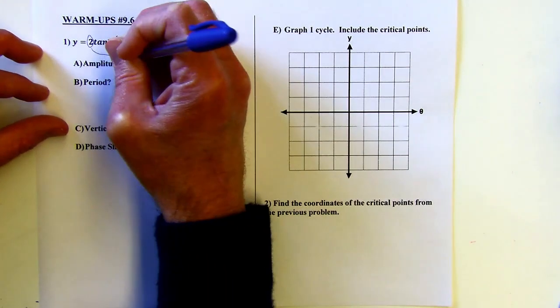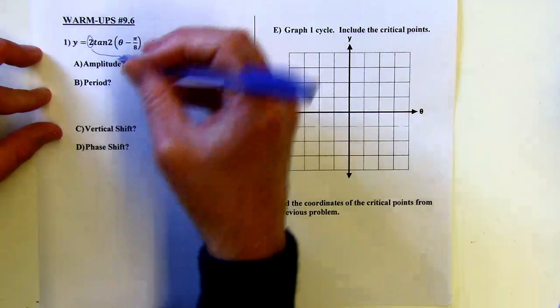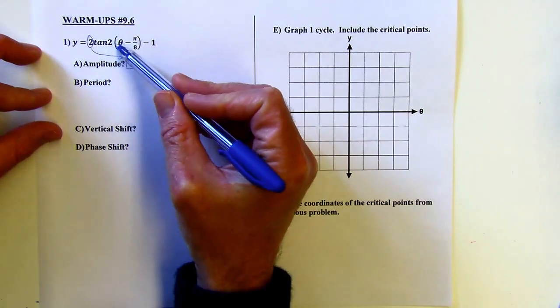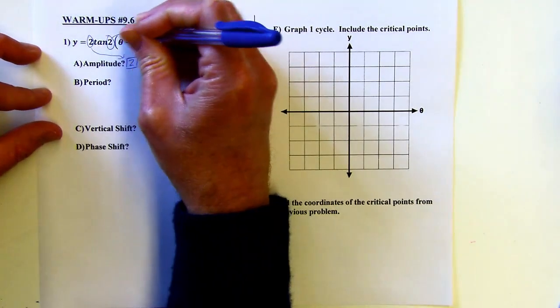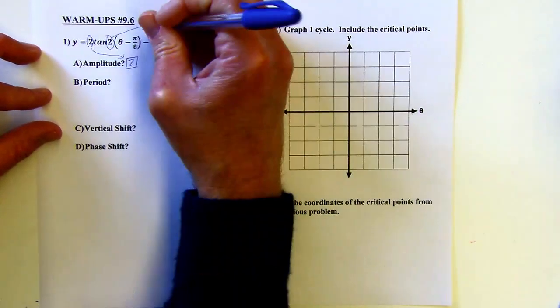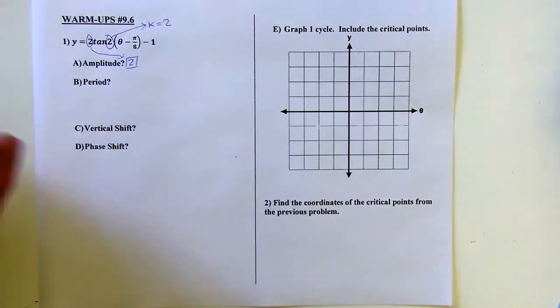Okay, that's my amplitude. The period is going to come from the coefficient that's in this area between the tangent and the theta. So that's going to be a 2 again. But that's not the period, that's the k value. The k value is 2. That's going to lead me to the period.